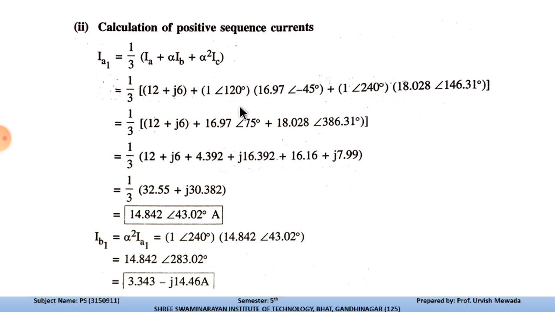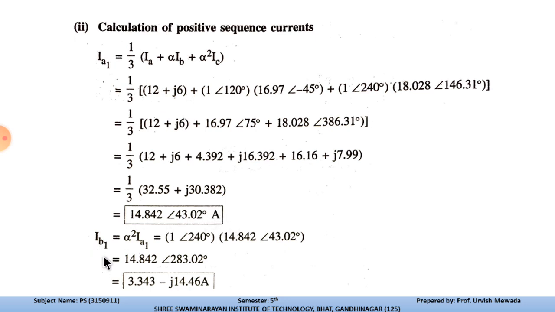By putting the values of IA, IB and IC, and solving all the terms related to the given data in the example, we will have IA1 that is 1/3 into 32.55 plus J30.382. This is the A plus JB form. The R angle theta form of this derived value is 14.842 at angle 43.02 degree. This is a current, that's why the unit is ampere.